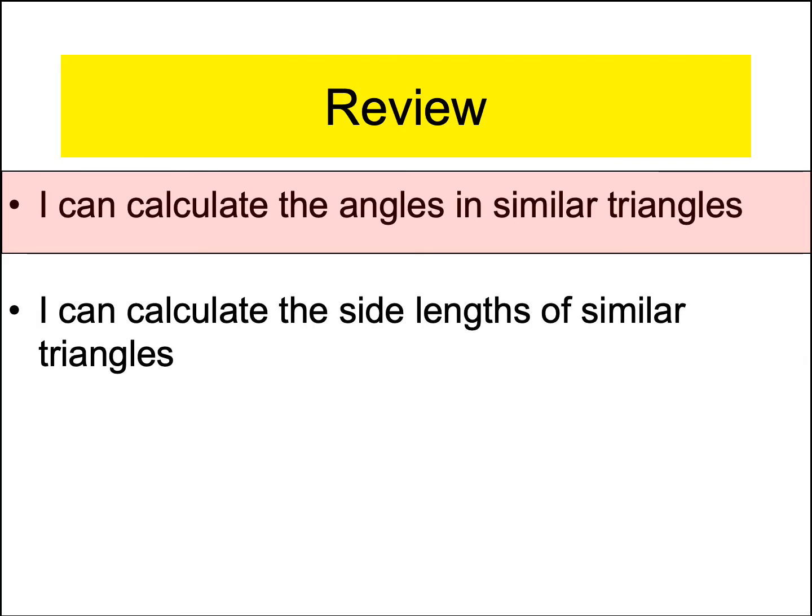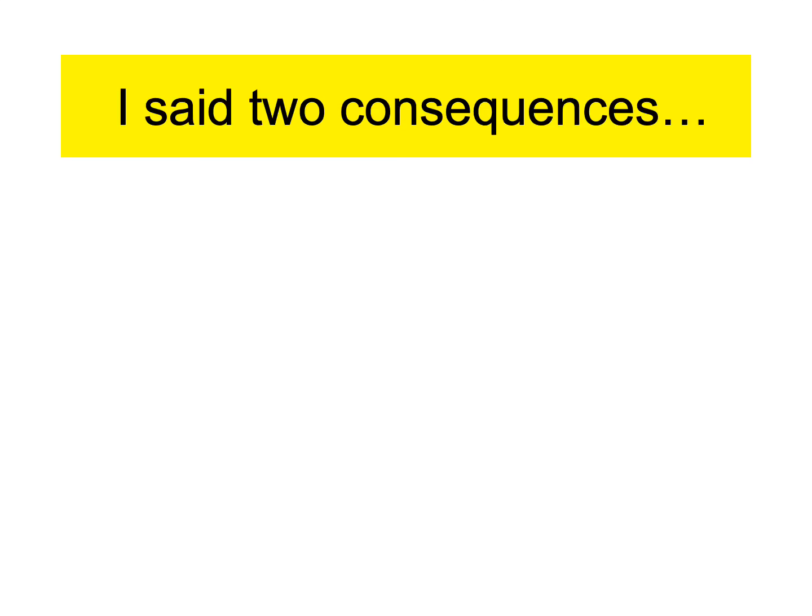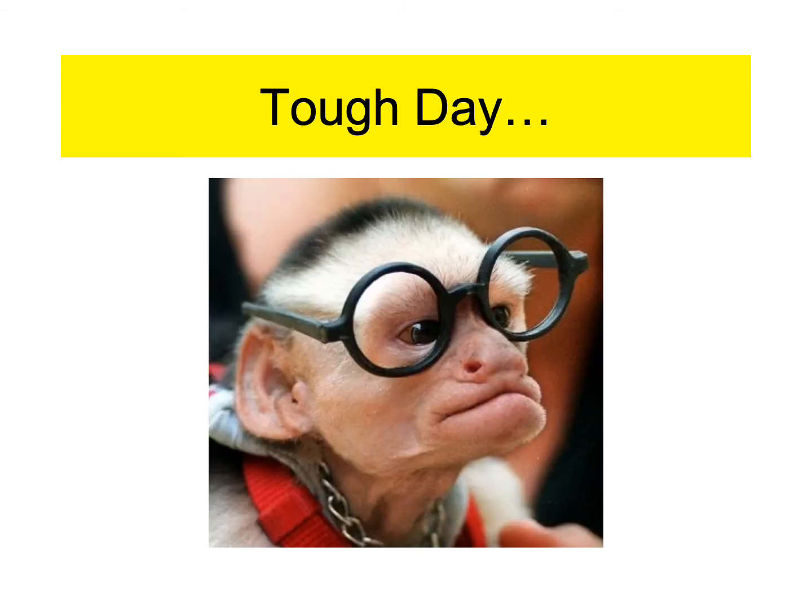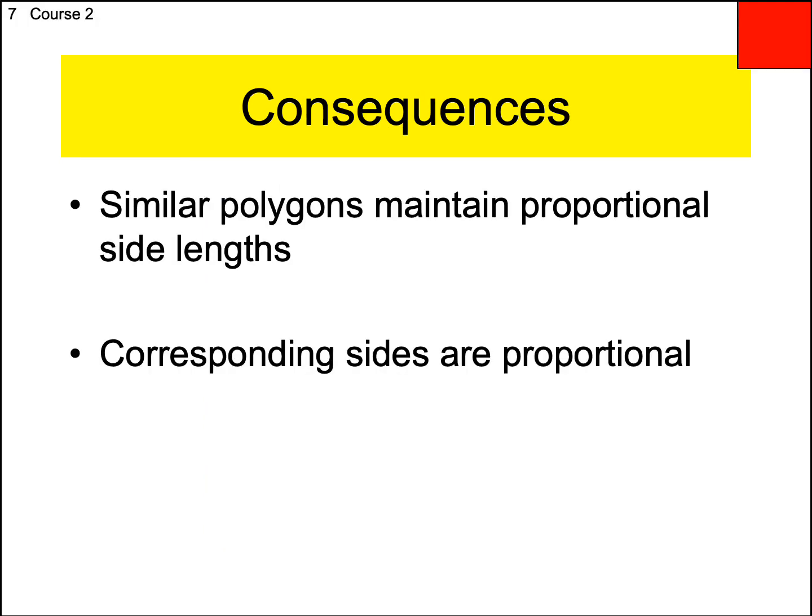All right. The second one we're going to do is a little bit more challenging. I remember I said two consequences. The first consequence is that if you have two similar figures, then the corresponding angles are congruent. This is the tougher one. The second one, let's write this down, is that similar polygons maintain proportional side lengths. That means their sides are in proportion, so corresponding sides are in proportion.